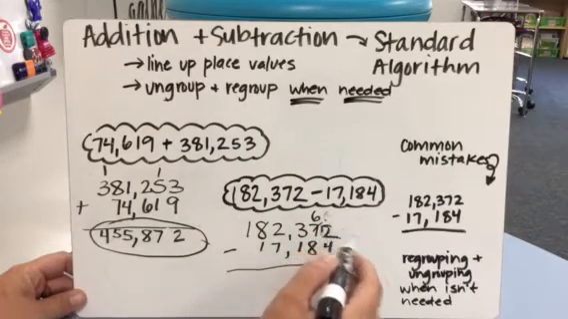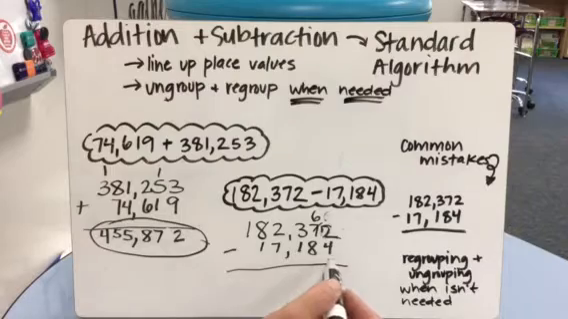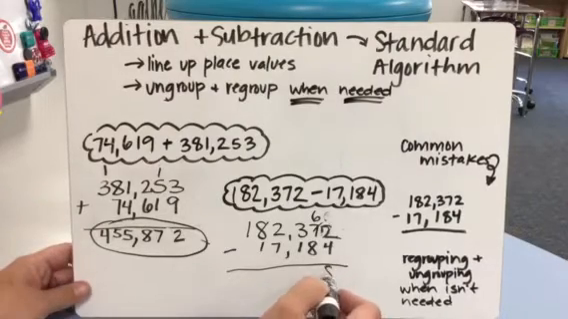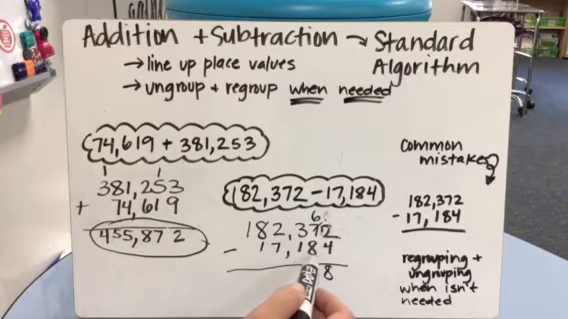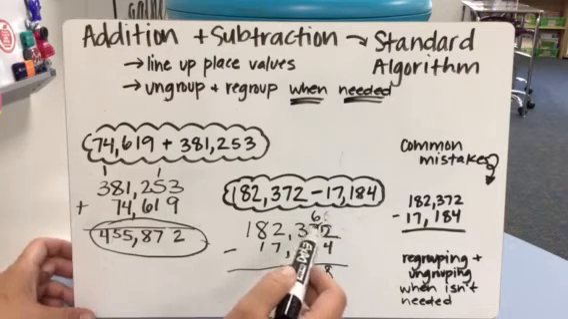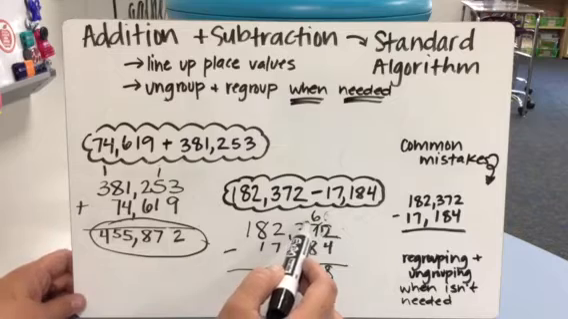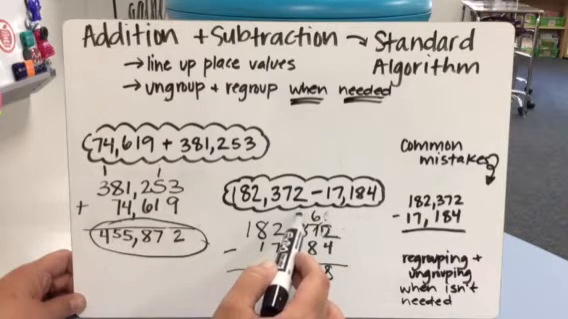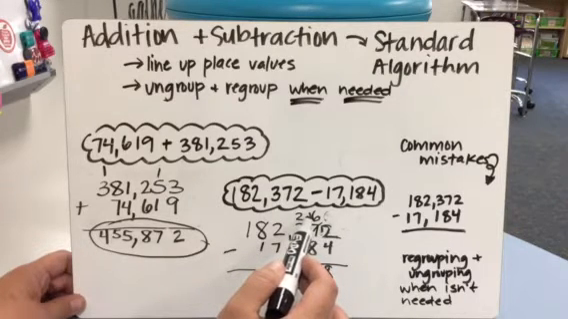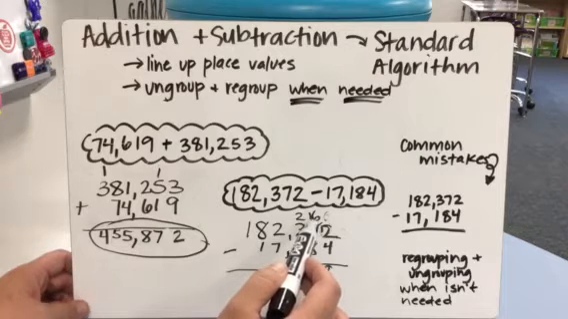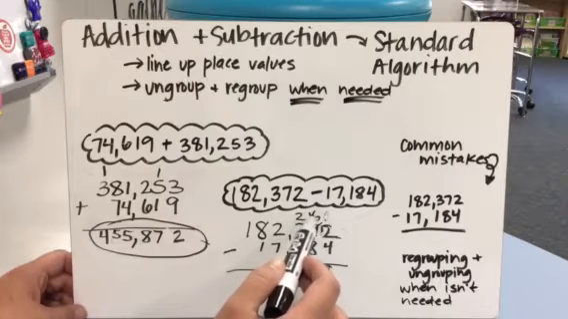So let me fix that here. So now I have 12 candies minus 4. So 12, 11, 10, 9, 8. 8 candies. All right, so now I have 6 minus 8. Well, I cannot take 6 candies or 60 candies and subtract 80. I need more tens. Where do I get more tens? By ungrouping 100. So I'm going to take 100 and I'm going to subtract 1. And I'm going to give that 100 here. And it's going to go from 6 to 16 tens, because there's 10 tens in 100.